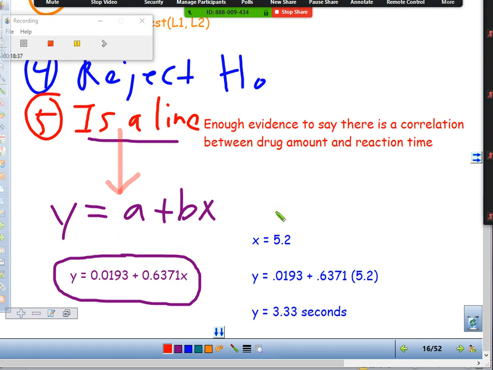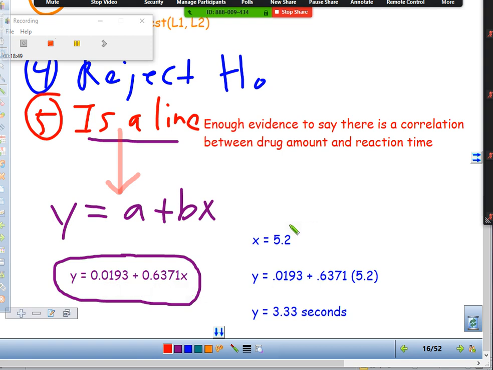So you grab that from your calculator, and you said, oh, my a is 0.01793, and my b is 0.6371. So my linear regression line is y equals 0.0193 plus 0.6371x.